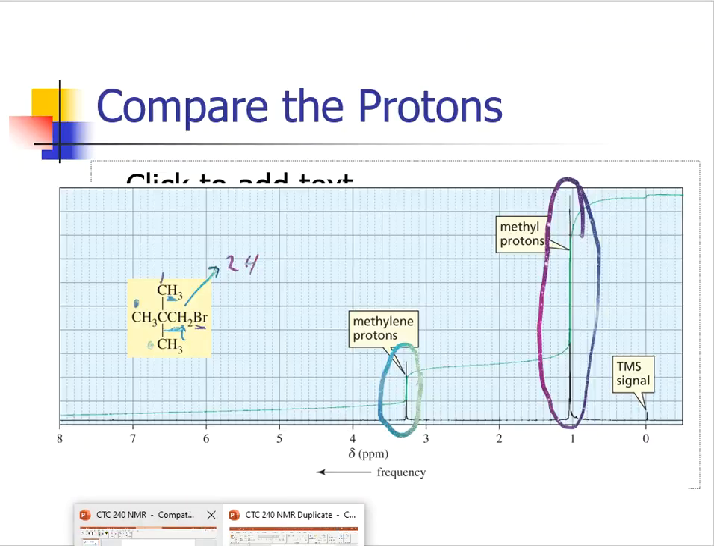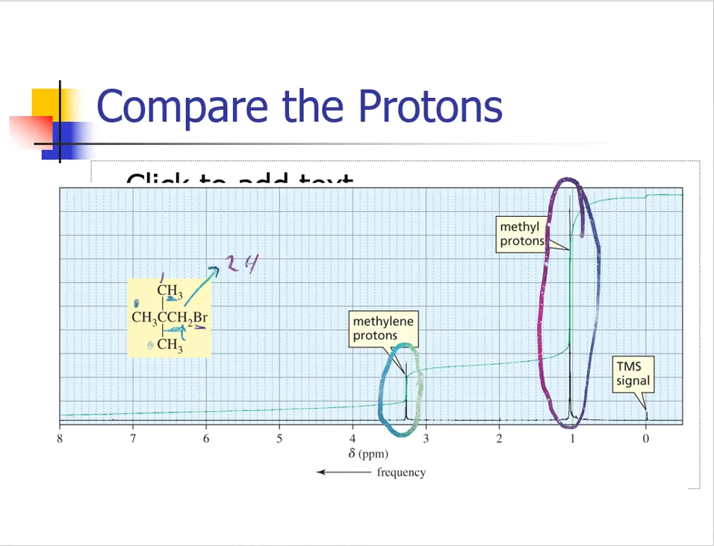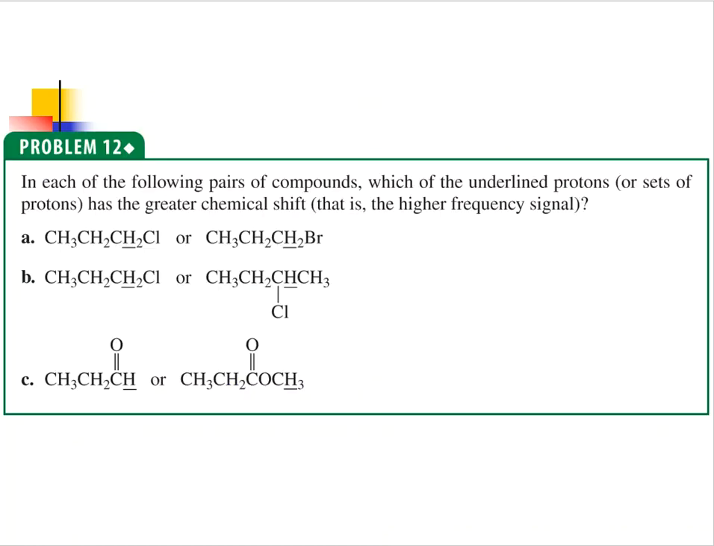All right, so now I'm going to turn our focus to another type of example problem, and it looks something like this. It says, in each of the following pairs of compounds, which of the underlined protons or sets of protons has the greater chemical shift? That is the highest frequency signal. So if it has the greatest chemical shift, then here is my 0 mark, and that means it is the furthest downfield. That is what this question is after.